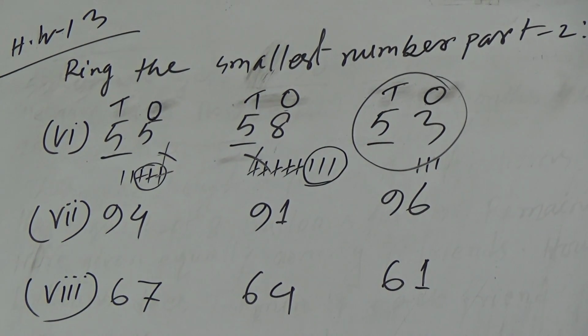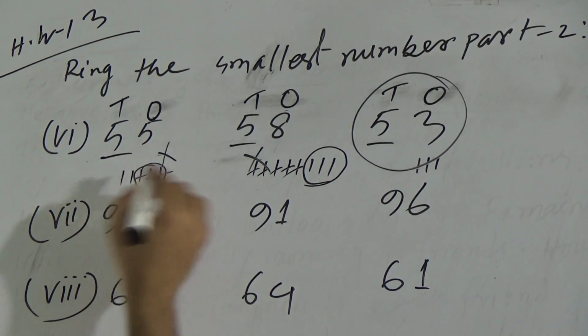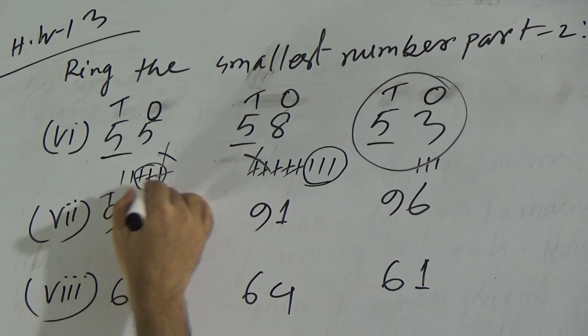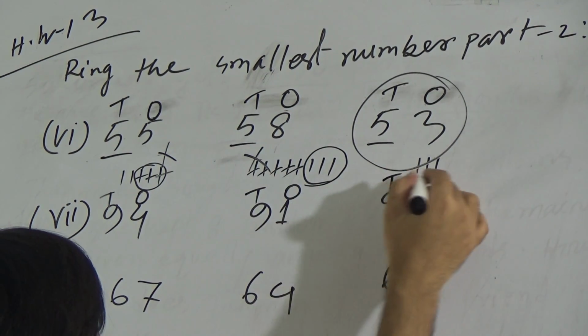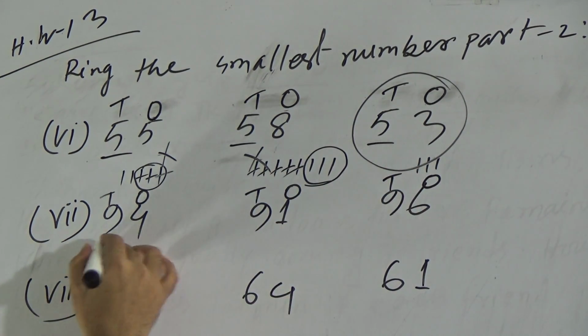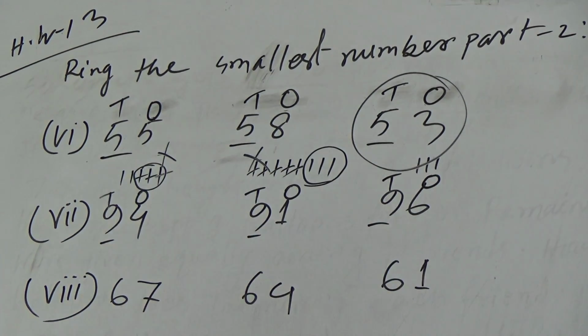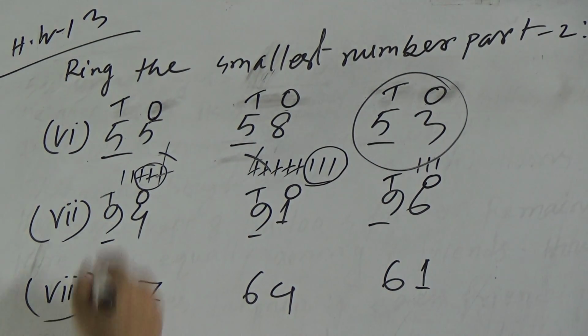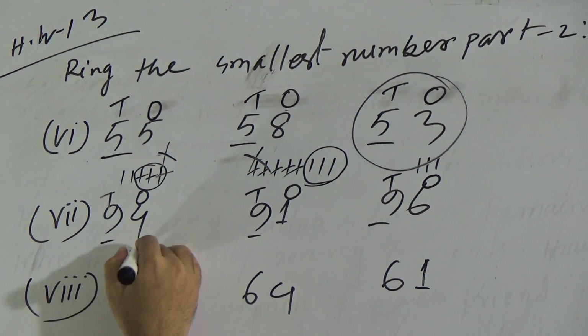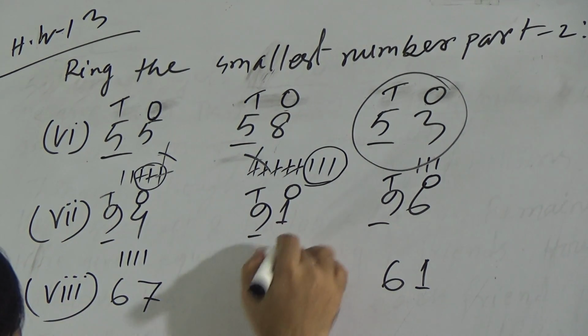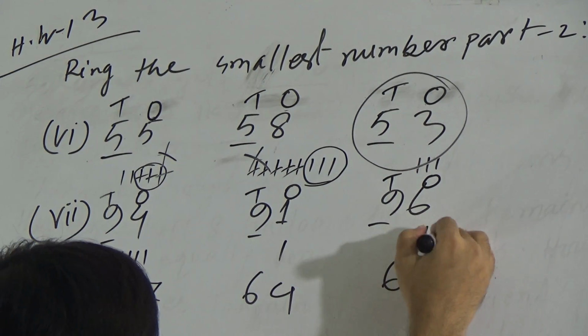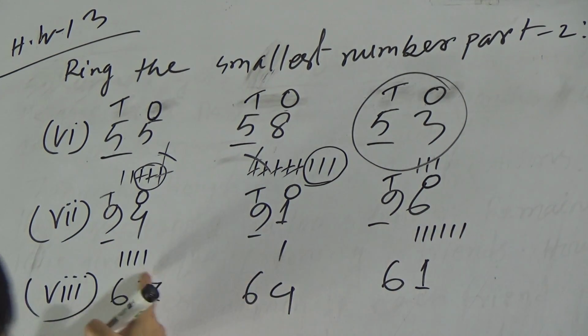Okay, dear students, now next question. Similarly, we can show tens place is 9, ones place is 4. Tens place 9, ones place 1. Tens place 9, ones place 6. So notice that tens place is same. So we have to compare only ones place. Here ones place is 4. So take 4 sticks. Here one stick only. And here are 6 sticks. 1, 2, 3, 4, 5, 6. Now compare these two at first.